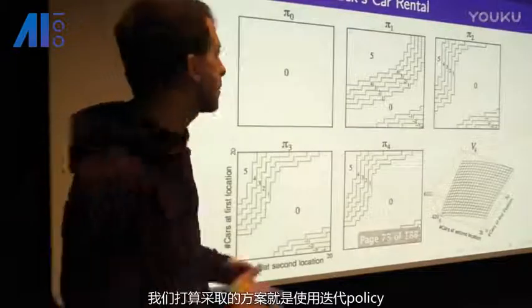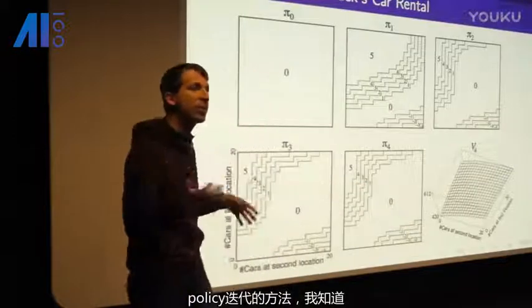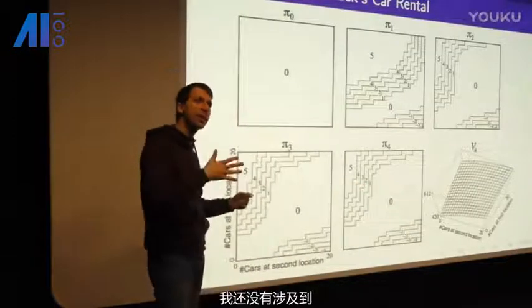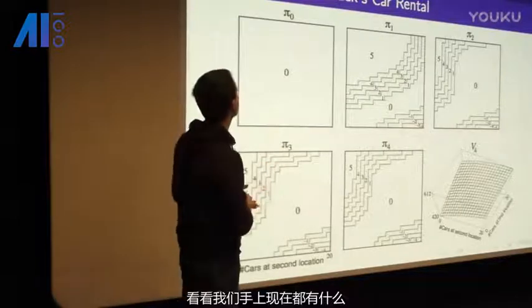So what we're going to do is just see what policy iteration looks like. We're going to apply this idea of policy iteration. I know I haven't been concrete yet about the algorithm. I just want to give you a flavor of what this algorithm looks like first of all.